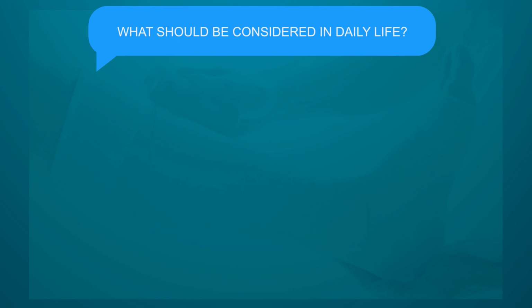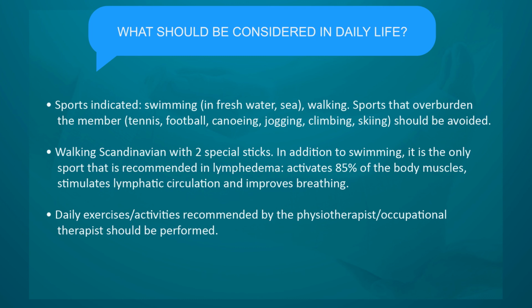What should be considered in daily life? Sports indicated: swimming, in fresh water, sea, walking. Sports that overburden the limb, such as tennis, football, canoeing, jogging, climbing, and skiing, should be avoided. Scandinavian walking with 2 special sticks.